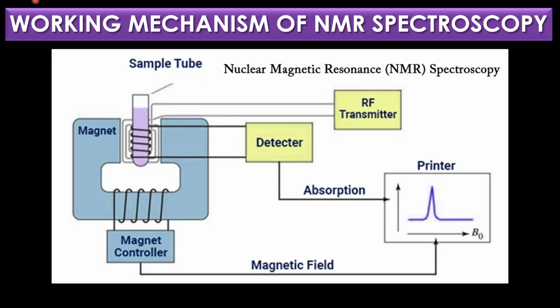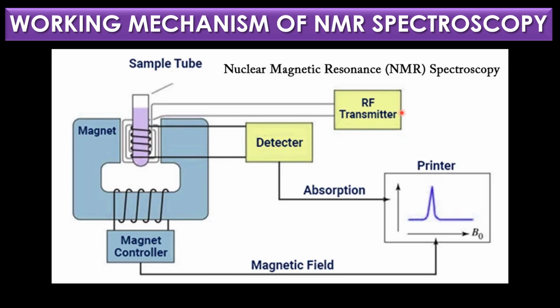Working mechanism of NMR spectroscopy. Sample tube. The sample, typically dissolved in a solvent, is placed in a tube and inserted into a strong magnetic field. Next, the magnet and magnetic field. A strong external magnetic field is applied to the sample, which causes the magnetic nuclei to align with or against the field. This creates energy difference between nuclear spin states, which is essential for NMR.